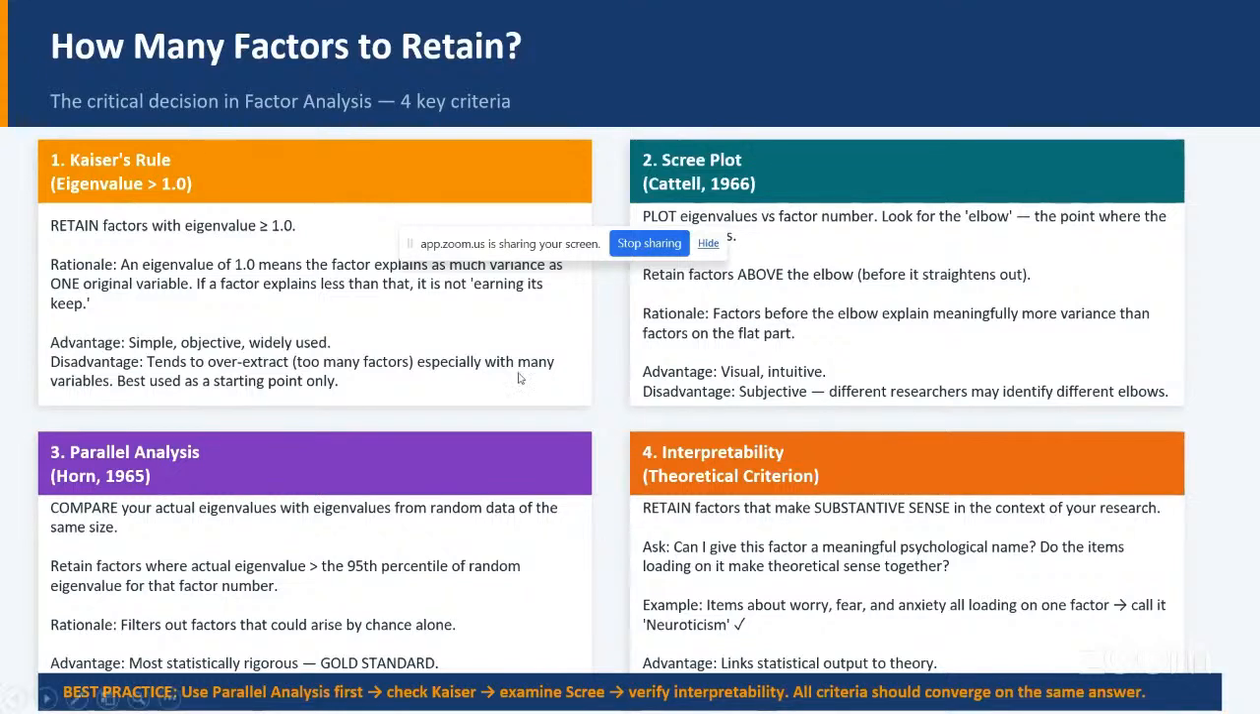So up to this, how can we select the factors? Is this clear to everyone? What are the main rules? Yes, ma'am. Okay.